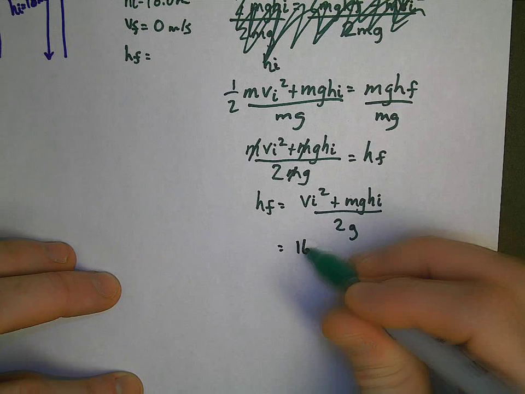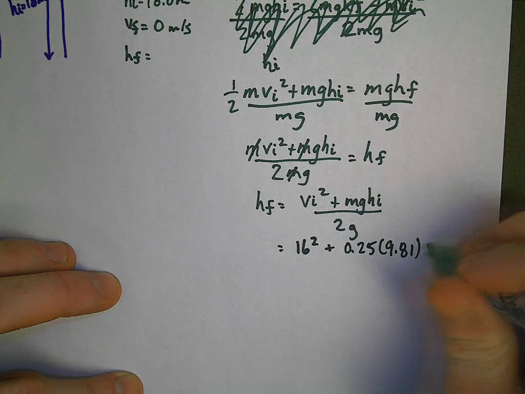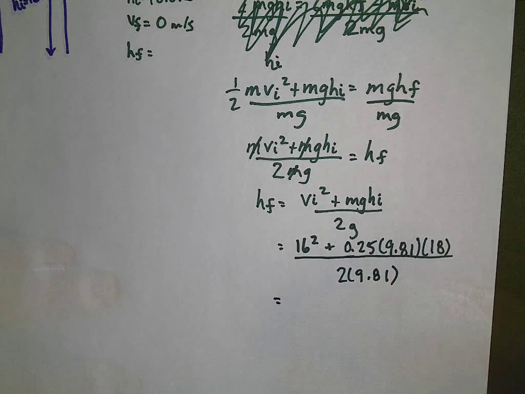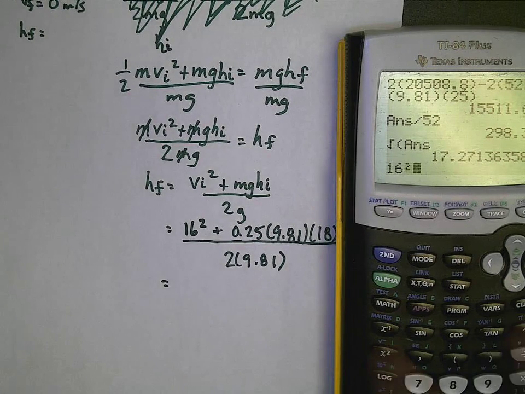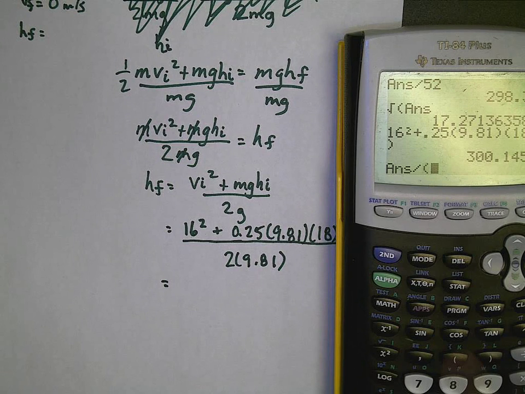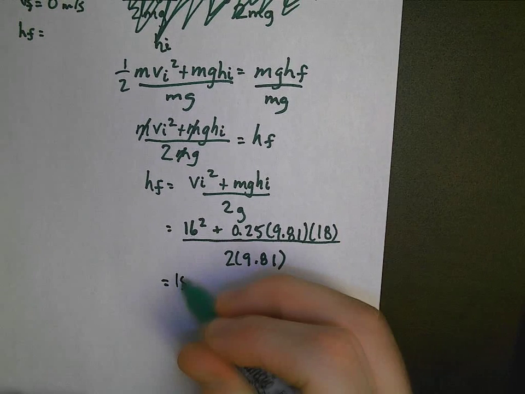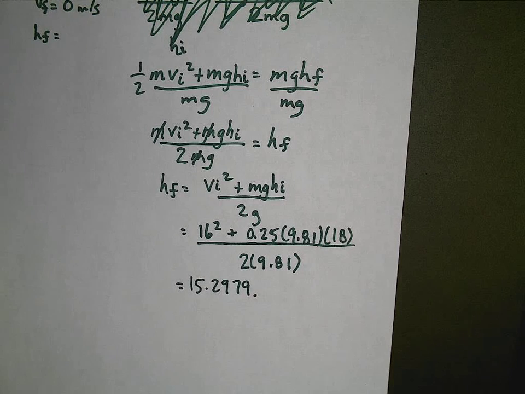So, 16 squared plus 2 times 9.81 times 18 all over 2 times 9.81. And we can calculate what our maximum height is going to be. That will be 16 squared, and you'll see that we get 15.2979. So therefore, our maximum height in relation to the building would be 15 meters high.